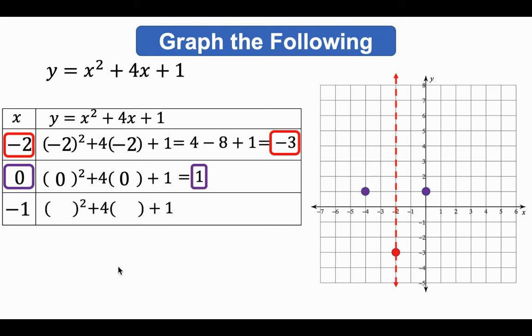Same thing, plug it into your frame. Blank spots for your x's. Plug in your -1. -1 squared means -1 times -1. 4 times -1 is -4. And then you get -1, -2.